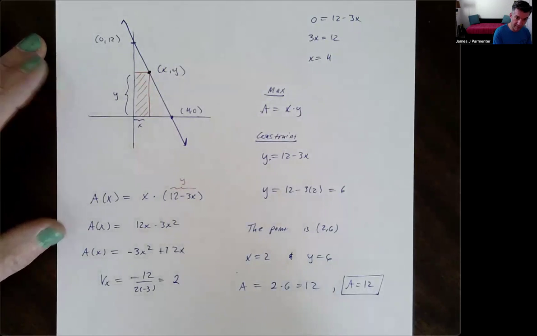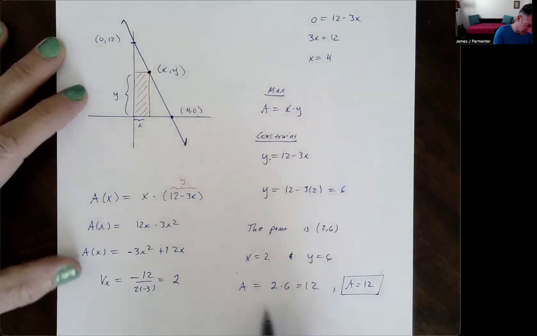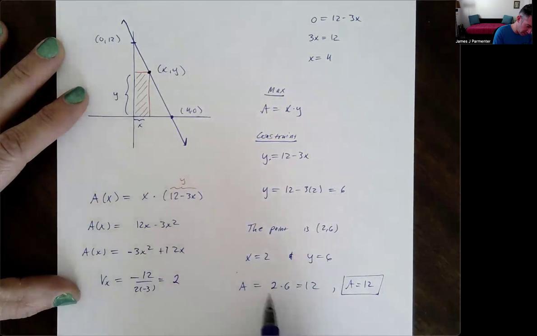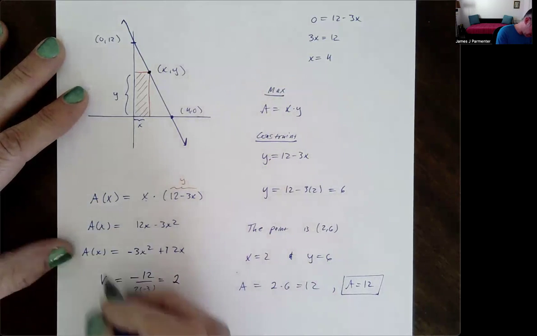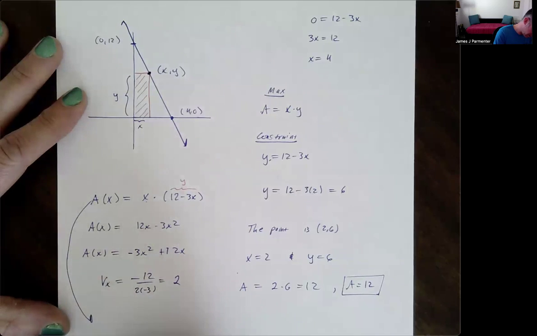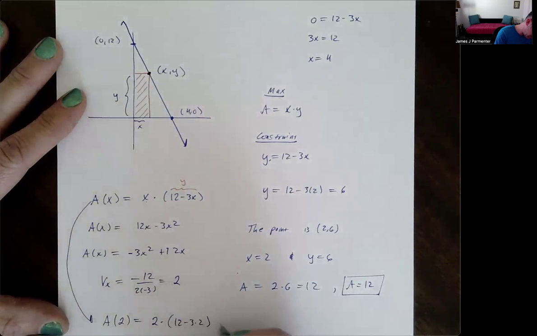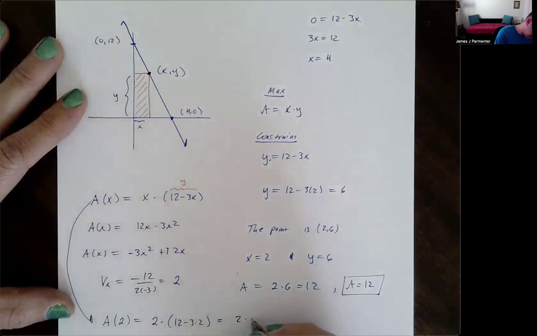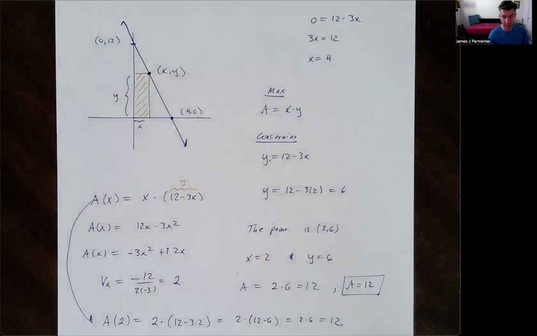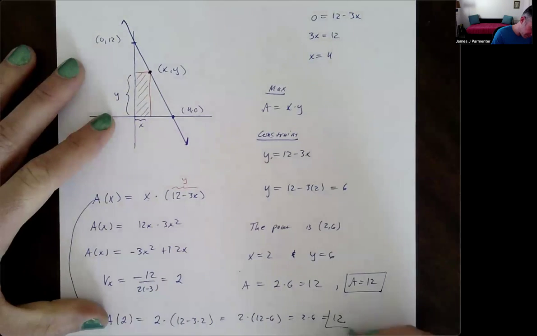Alternatively, if I hadn't found that y was equal to 6, I could have just plugged in the 2 for x right back here and said, oh yeah, look, if I plug in 2 here, area when x is 2 is going to be 2 times 12 minus 3 times 2, which is 2 times 12 minus 6, which is 2 times 6, which is 12. So either way you do it, you still should get the same value for area.